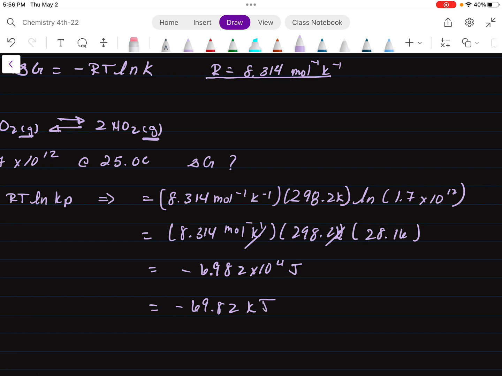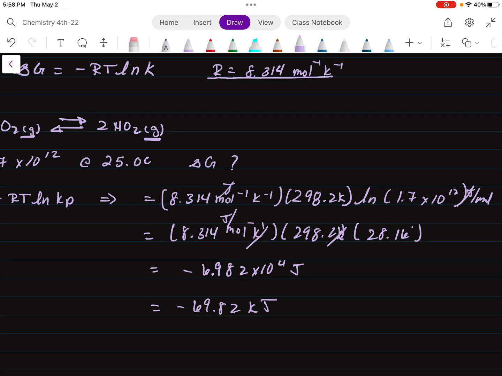Kilojoules. Okay. Sorry guys, kind of rushing. It's joules per mole. Remember that this is in joules per mole. Okay. And then your joules are going to cancel here. And then your moles are going to cancel here. All right, joules, moles.